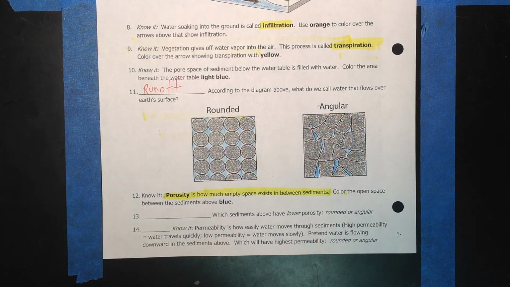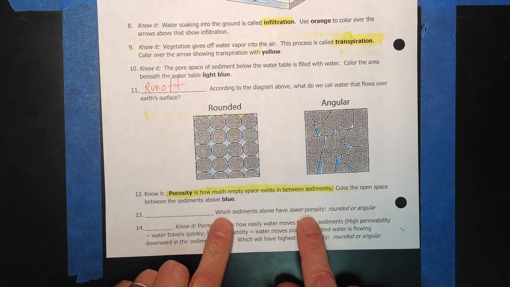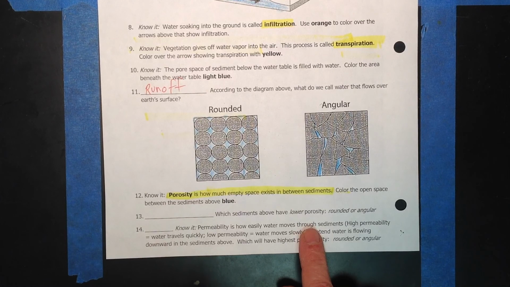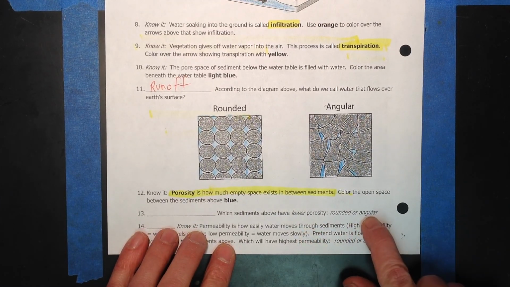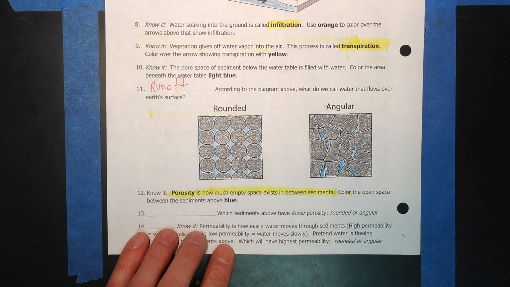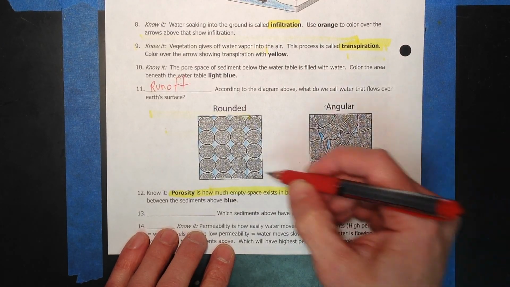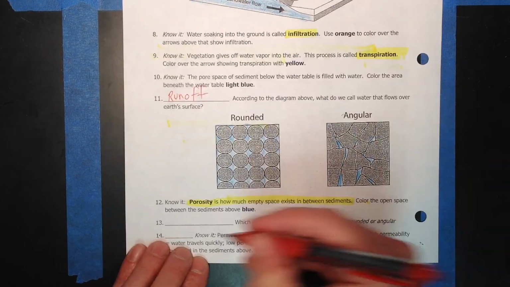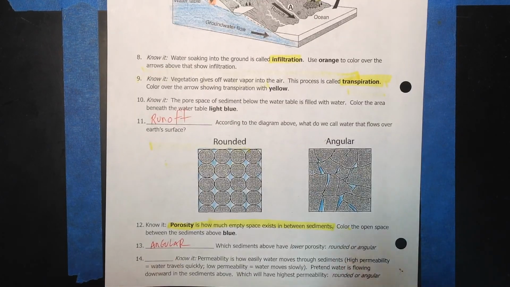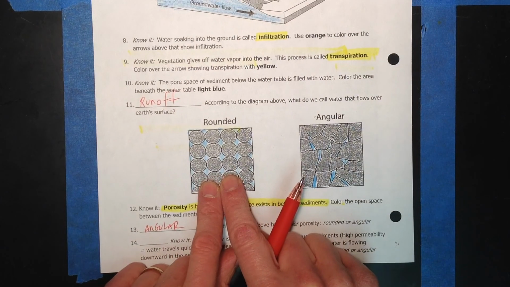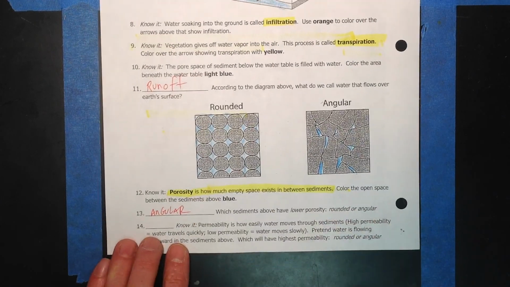13. Which sediments above have lower porosity? Less blue space can hold less water. The answer is angular. If you look at the blue space, the angular sediments can hold a lot less water, this can hold more. Lower porosity, angular sediments. So that's key. The shape of the sediments matters. The more rounded it is, the higher the porosity will be.